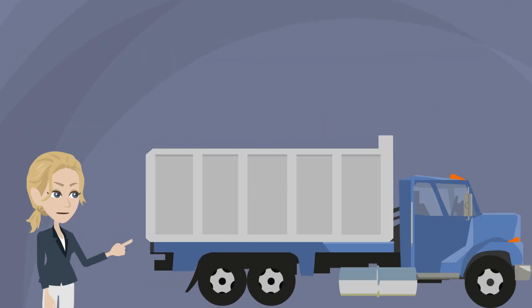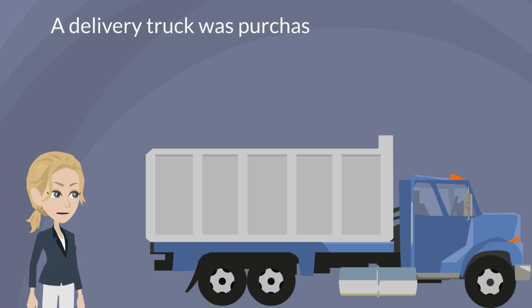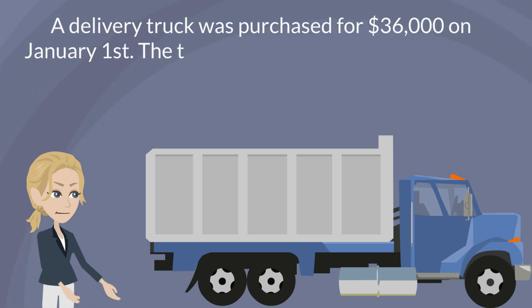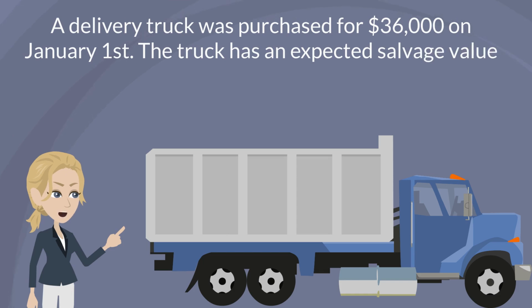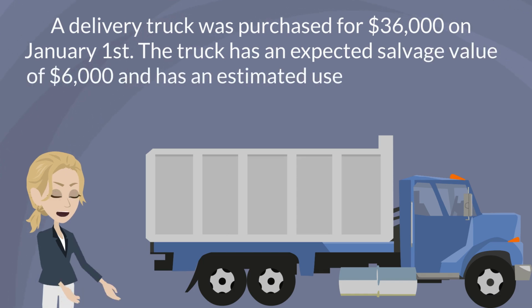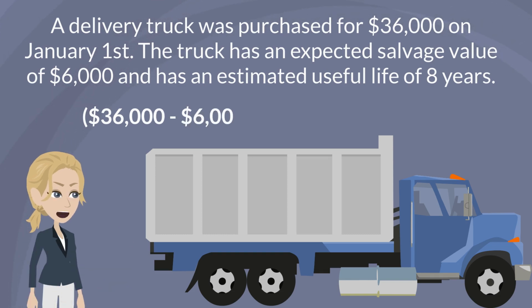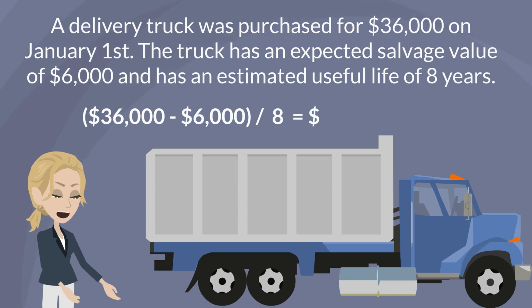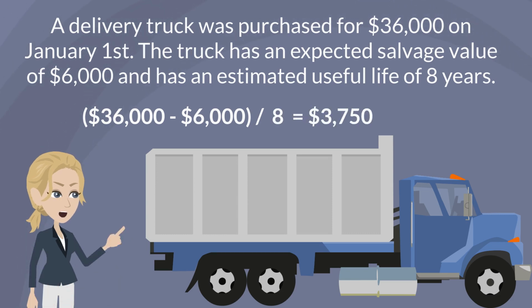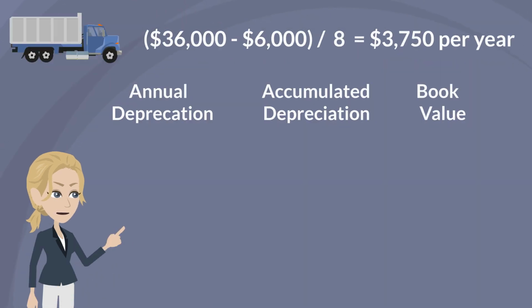To illustrate, let's assume a delivery truck was purchased for $36,000 on January 1st. The truck has an expected salvage value of $6,000 and an estimated useful life of 8 years. To calculate depreciation, you simply take the cost of $36,000 and subtract the salvage value of $6,000 and divide that by 8 years to arrive at depreciation expense of $3,750 per year. In year 1, the depreciation expense and accumulated depreciation are the same amount.